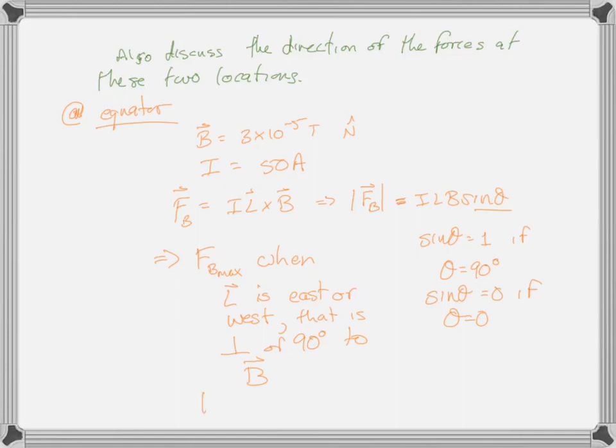Okay, and F_B is a minimum if theta is 0 degrees, so that means the wire runs north to south. Or south to north, right? So L points north or points south. So if the wire runs north to south along a north-south highway or south to north along the same highway, then F_B is a minimum.